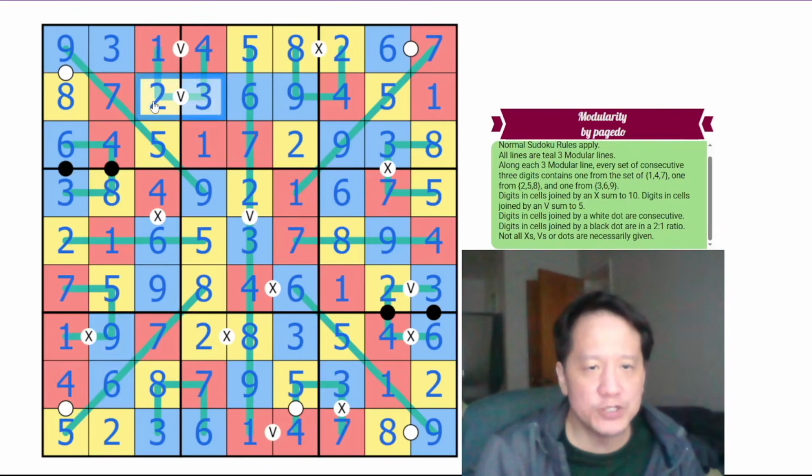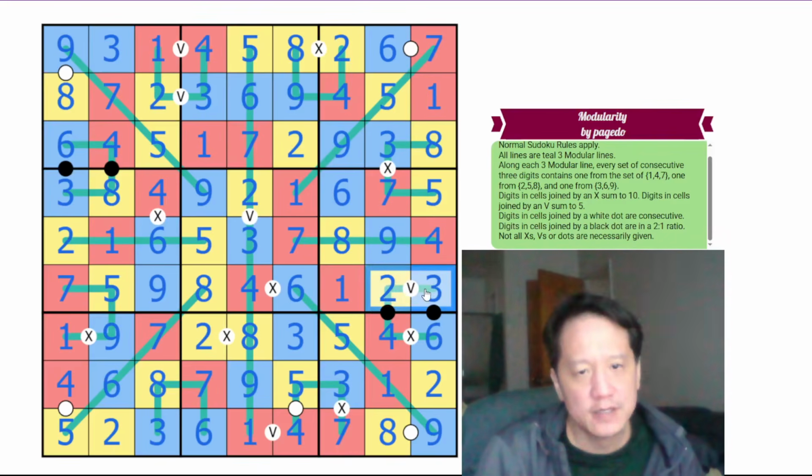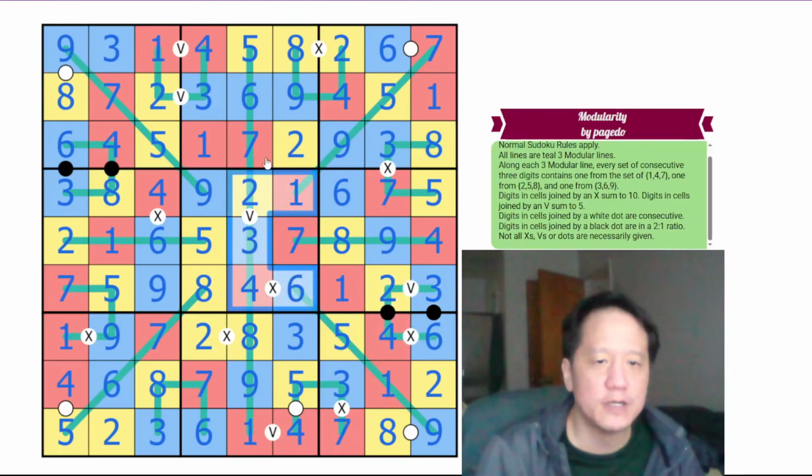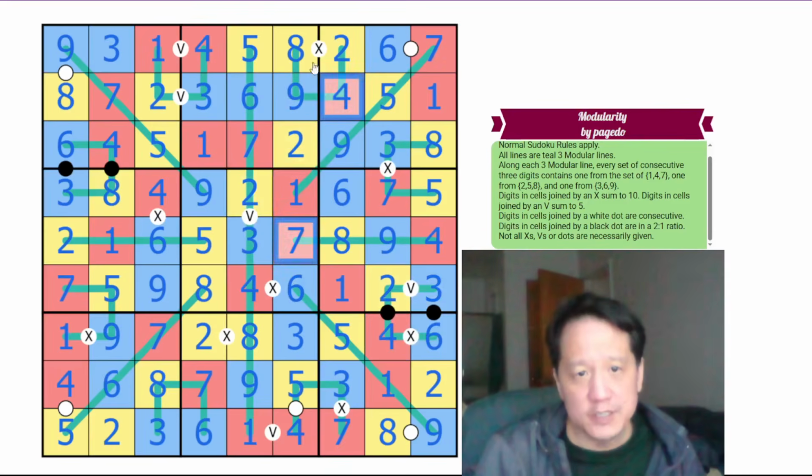Yeah, we just used a lot of the V's, with these having to be different modular sets, forcing this not to be 1, 4. So this had to be 2, 3 a lot. So that was pretty easy way of going about it.